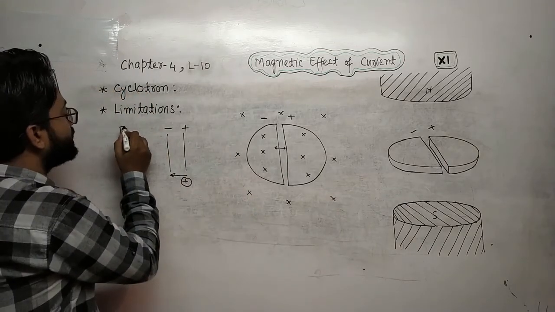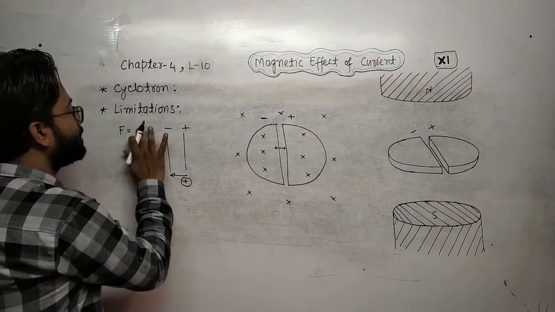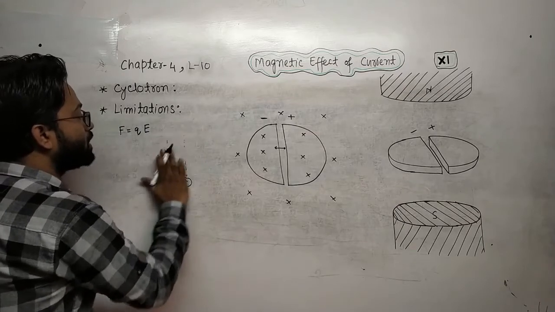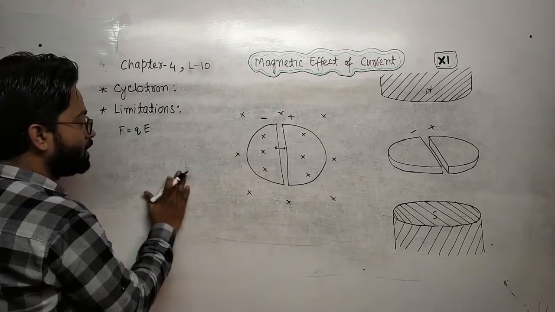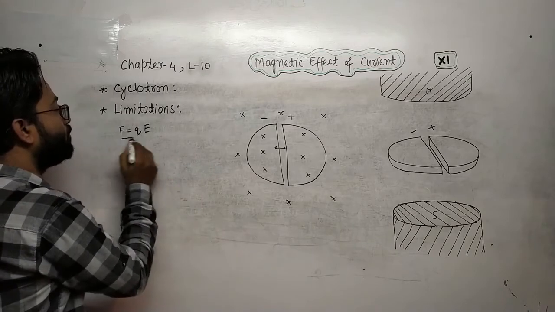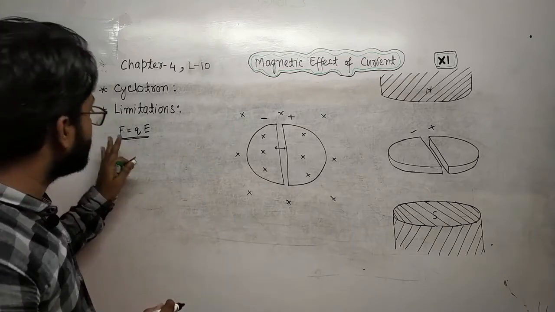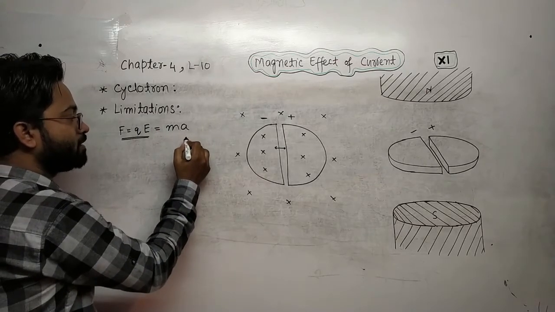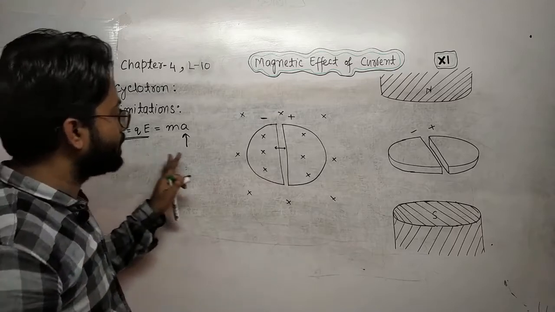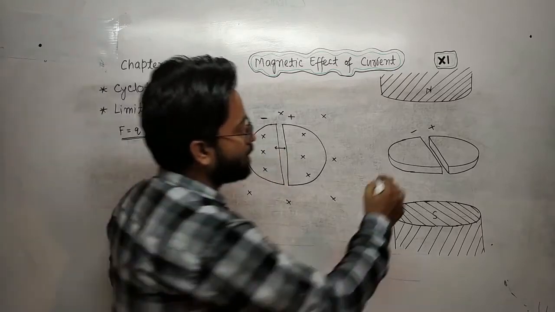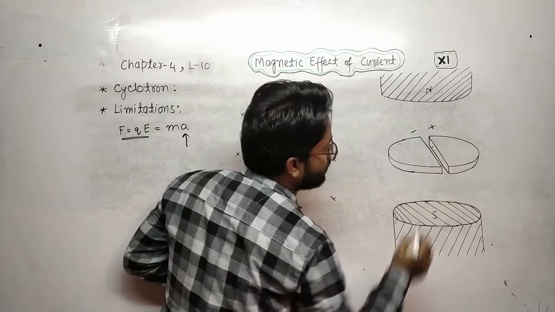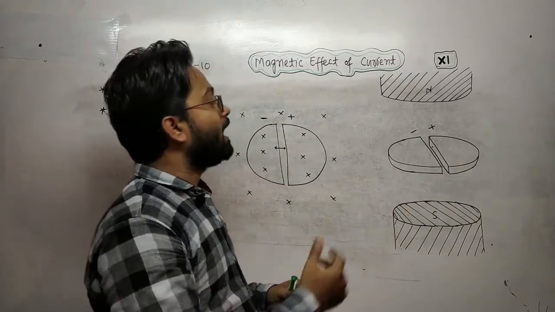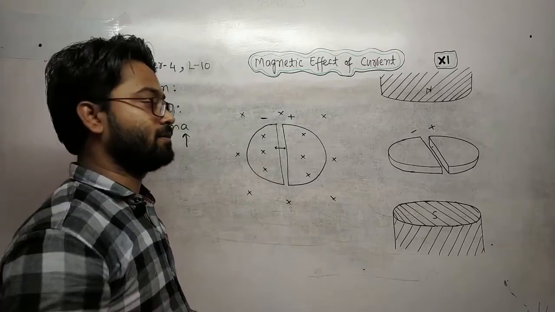We know that there is an electric force equal to qE. I hope you all know. If there is an electric force, there will be an acceleration. So if we put a charge in between, the charge will be attracted toward the negative plate and will accelerate.